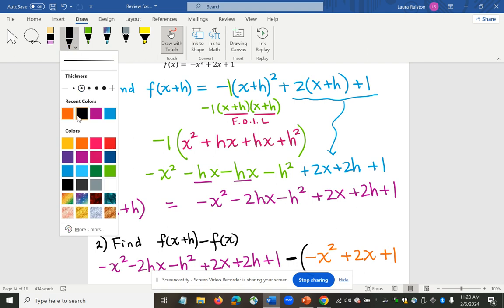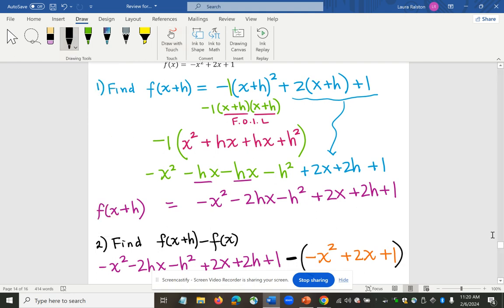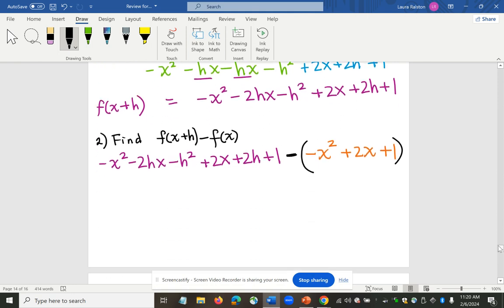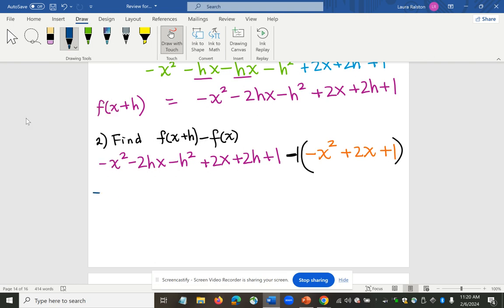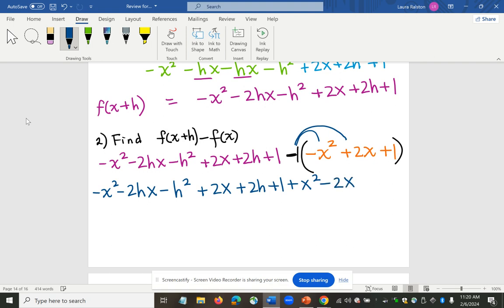And one of the biggest mistakes students make is they forget to do the subtraction or distribute the understood negative 1 here. Okay, so that's the biggest mistake students make. So let's see if we can avoid that. So we have negative x squared minus 2hx minus h squared plus 2x plus 2h plus 1, minus 1 times minus x squared is plus x squared. Minus 1 times 2x is minus 2x, and minus 1 times plus 1 is minus 1.